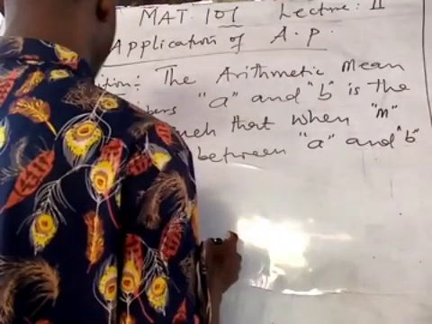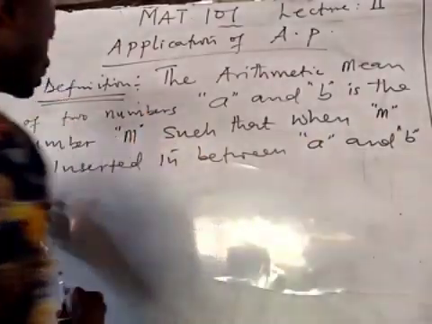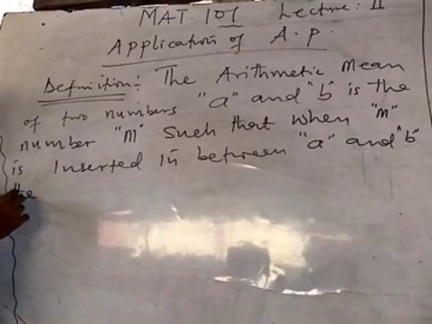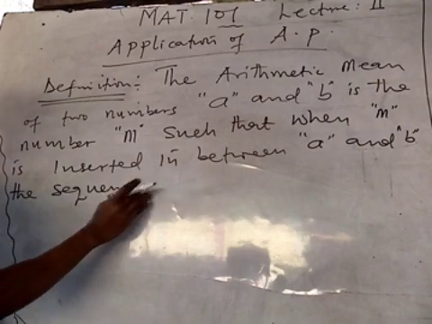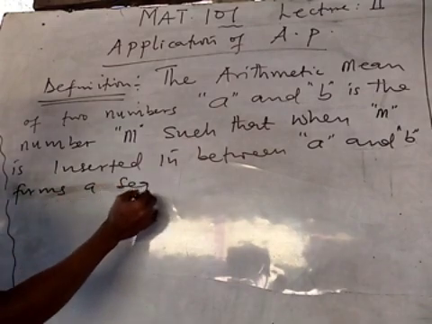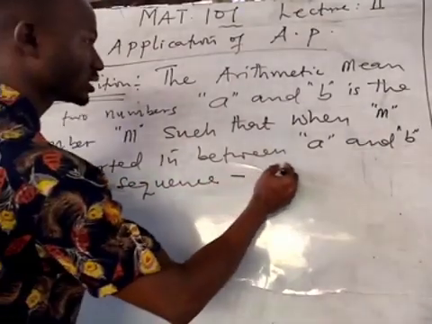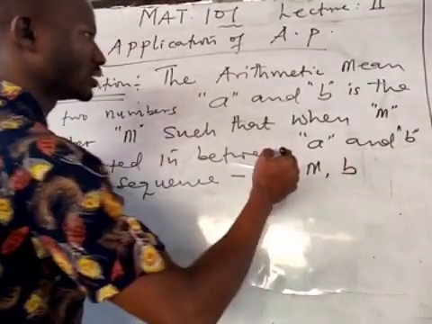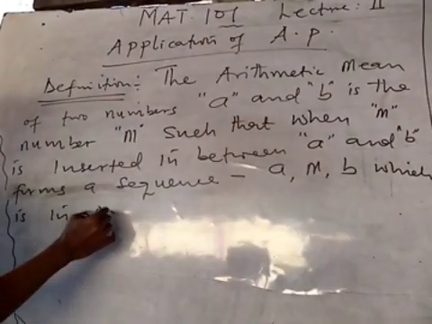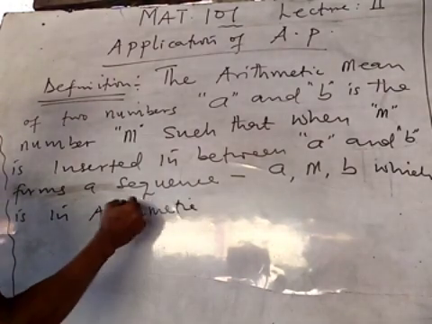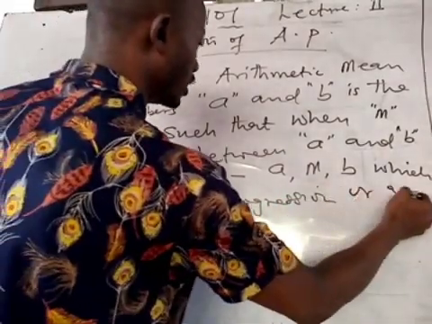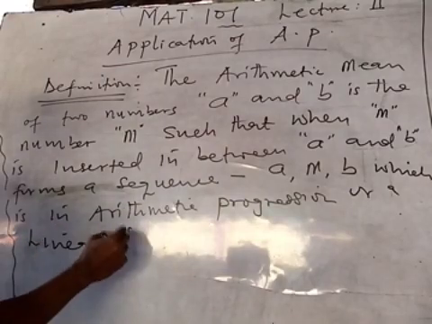so that when M is inserted in between A and B, it forms a sequence, and the sequence is like this: A, M, and B, which is in arithmetic progression, or a linear sequence.